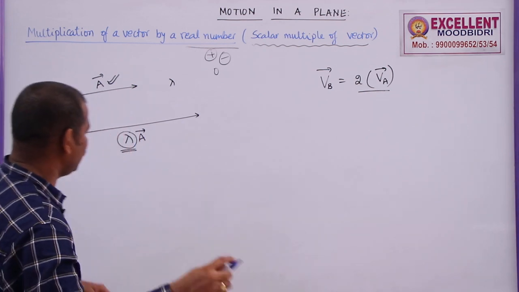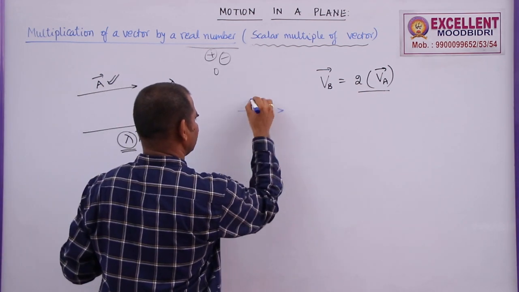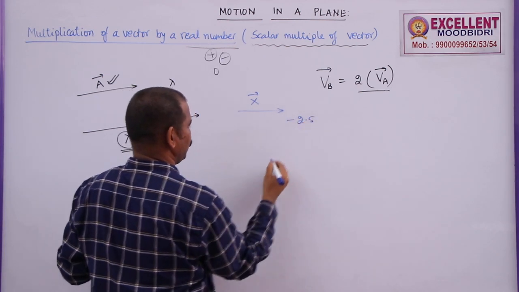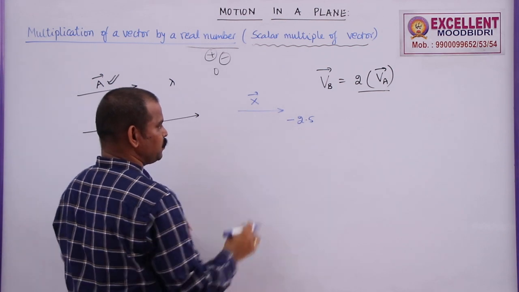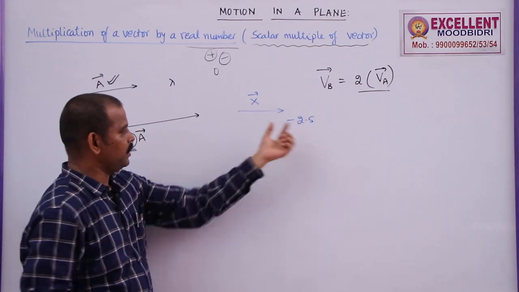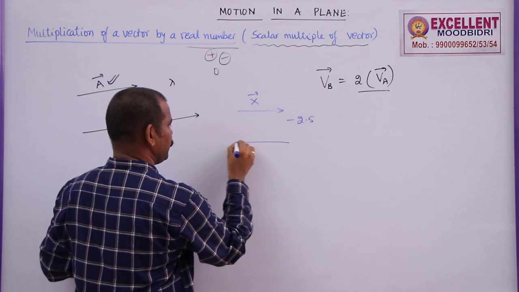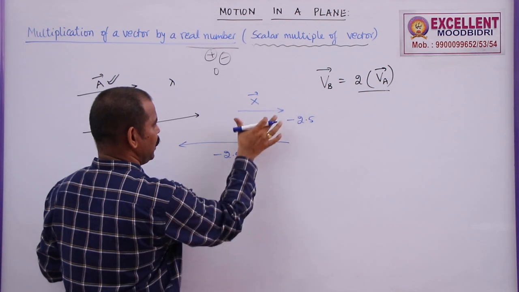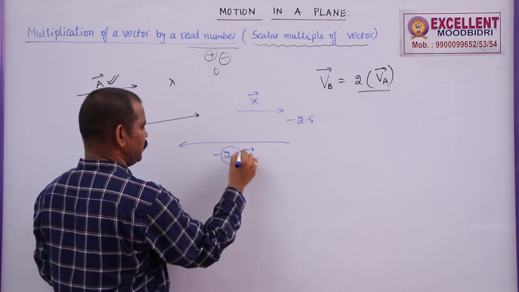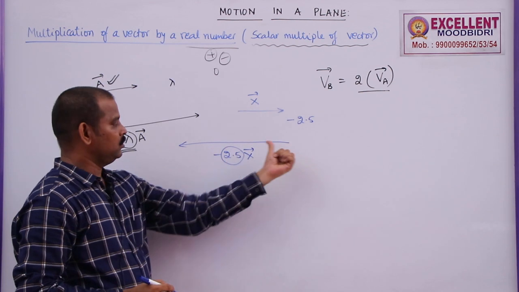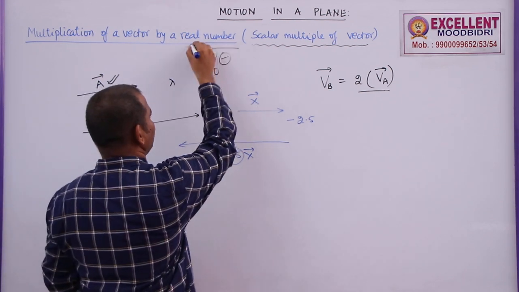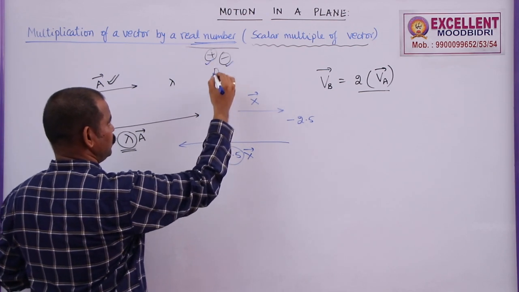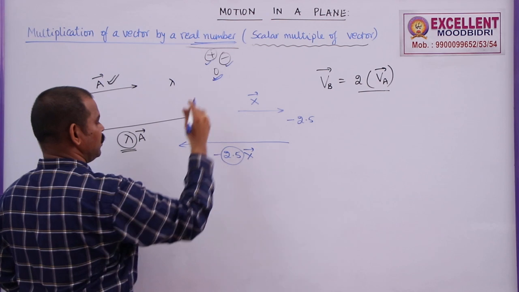Similarly, if you take a vector x bar here, and if you multiply this with minus 2.5, what is this minus 2.5? That means, we are multiplying this vector x with minus 2.5, this will become minus 2.5 x bar. Remember, the magnitude increased by 2.5 times, but as it is minus, this is opposite to this one. That is why it is a real number. Multiplying the vector with a real number, we can multiply with a positive value, with a negative value, or we can multiply with 0.